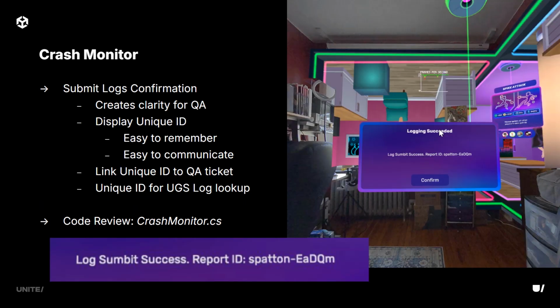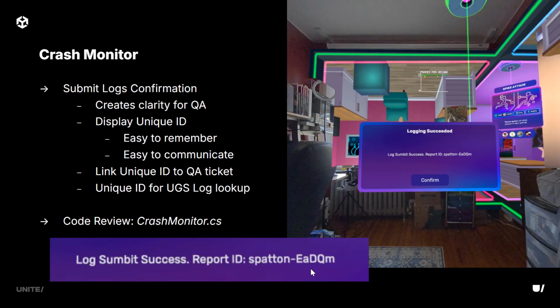In the example I'll show you, it won't actually happen, but you could also do a pop-up to say the log submission was successful. What this screen shows is that we also added an encoded timestamp, as well as the player's name. In this case, Sean was playing, so S Patton, and EADQM represents a date, hour, and second of a particular point in time when this log was occurring. So you could easily collate logs from the different players.